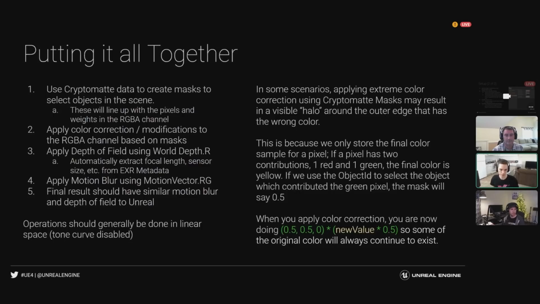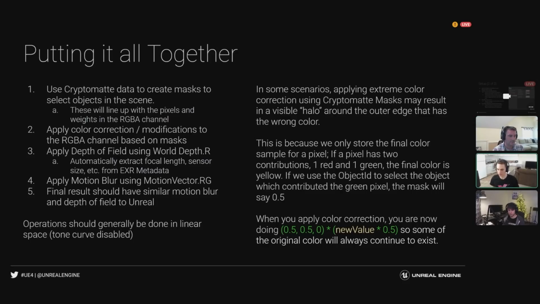So putting it all together, and Andy's going to show this off in a little bit more detail, actually using it in Nuke, how do we use this object ID pass to make changes to our scene? You're going to use the Cryptomatte data to create masks to select objects in the scene, and that's going to line up with the pixels from the RGBA channel, because we turned off all these post-processing effects. So when you pick a couch from the scene in your Cryptomatte, it's going to line up pixel perfect with the RGBA image. You're going to apply color correction or modifications to your RGBA channels based on this mask generated by Cryptomatte.